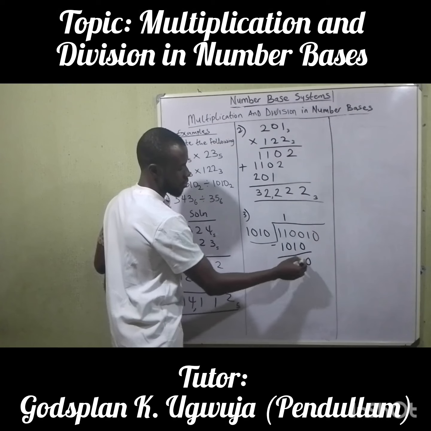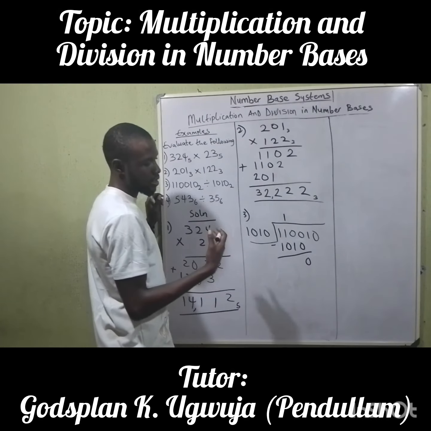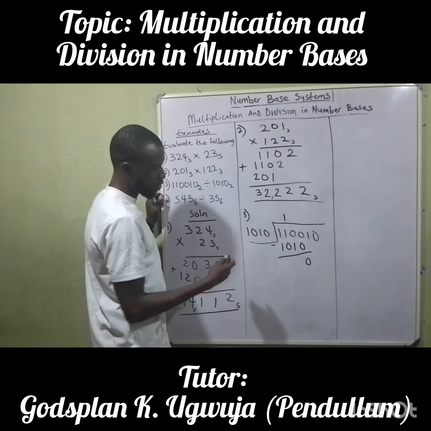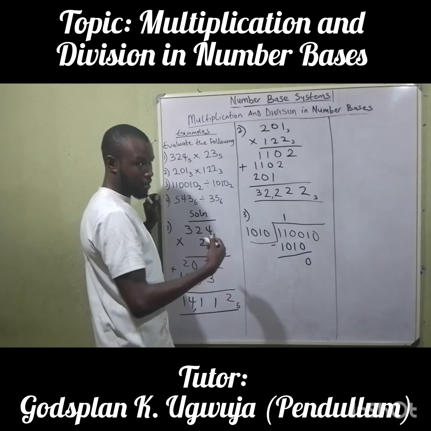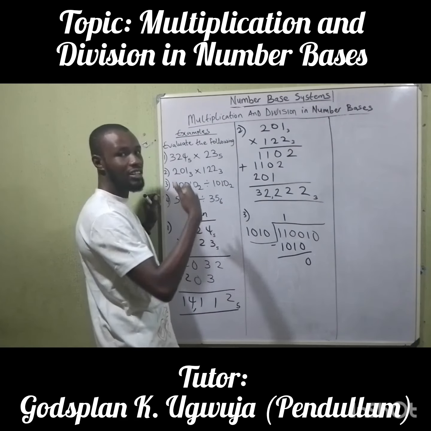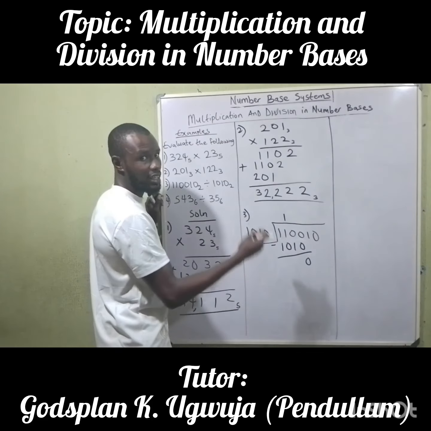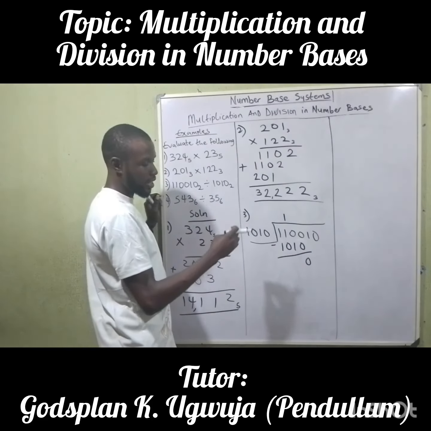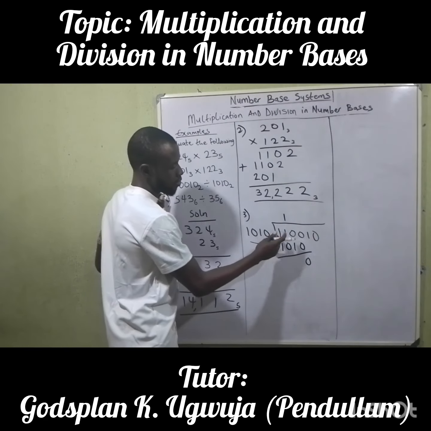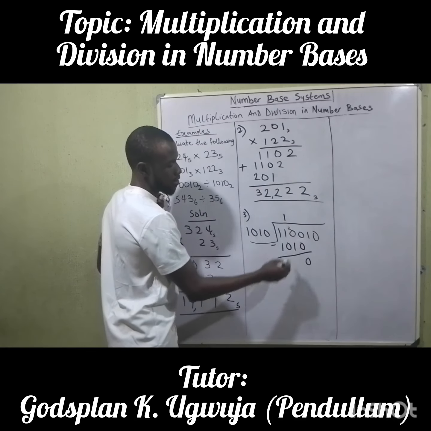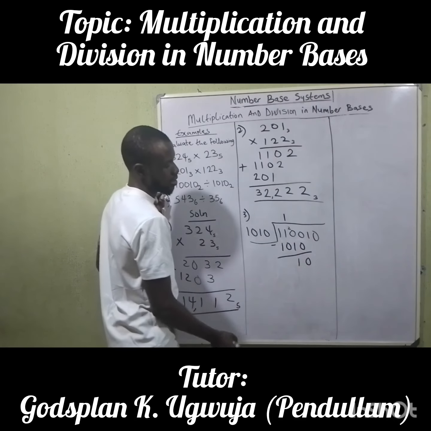0 minus 0 is 0. 0 minus 1 would not work, so we'll borrow 1 from here. Remember, this is base 2. When we did subtraction, once you borrow 1, you call it the base you're working in. So the one we are borrowing is 2, not 1. So that is 2. 2 minus 1 is 1.